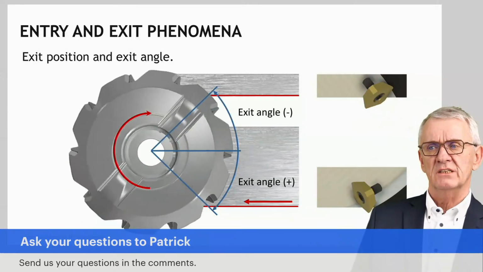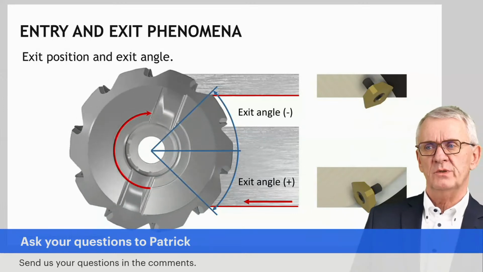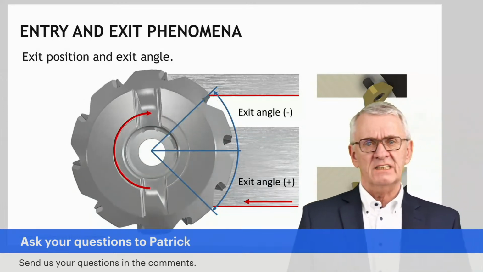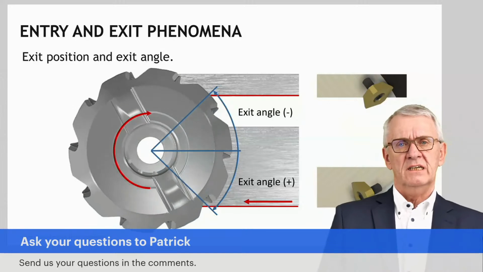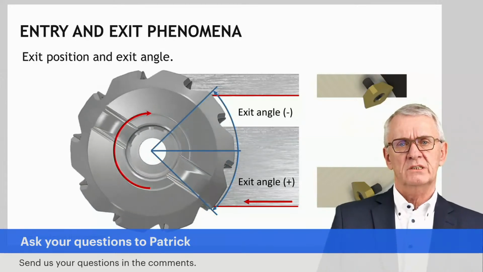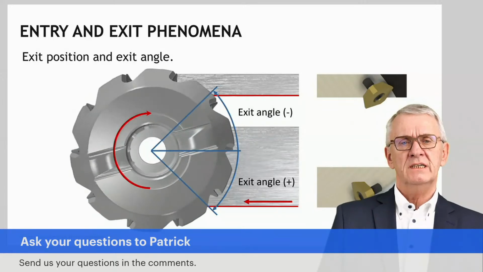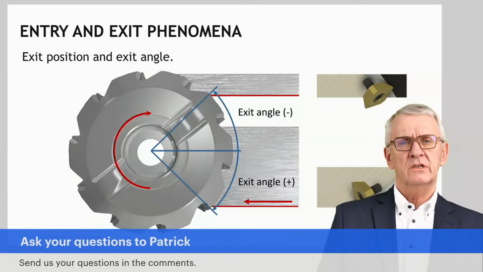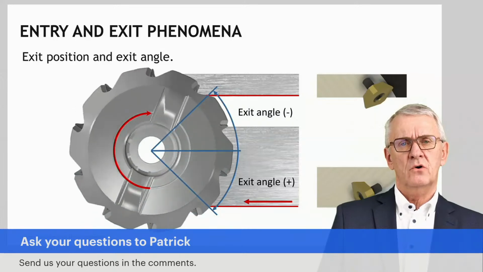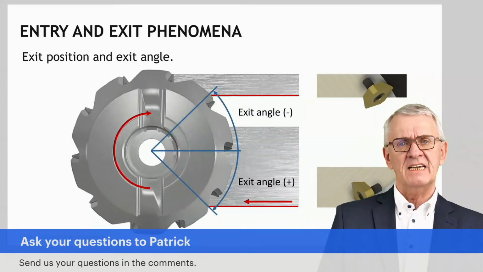Exit is something else, where cutting edges leave a workpiece. See the two red lines that indicate where on a workpiece the cutting edge leaves. Exit is a different story. Before we continue here, very quickly, we talk in this context about exit angles.